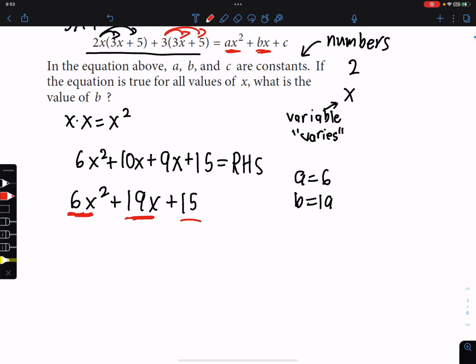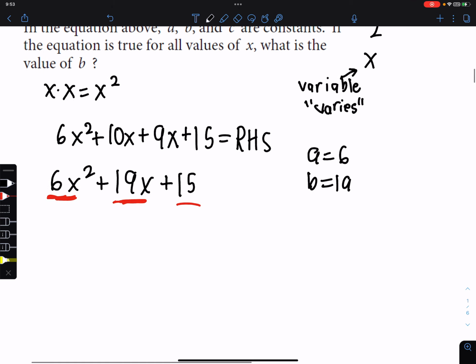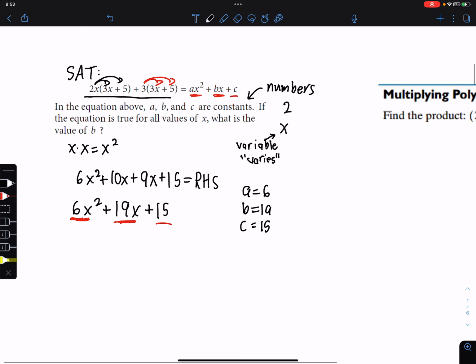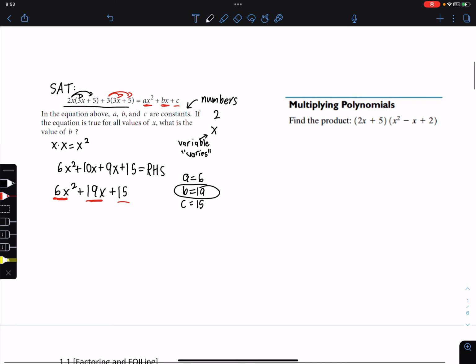We can also do c. C is the number not in front of any x. And then we also have a 15 here, not in front of any x. So c equals 15. And that was just an exercise. Of course, you want to find b, so b equals 19 is our answer.